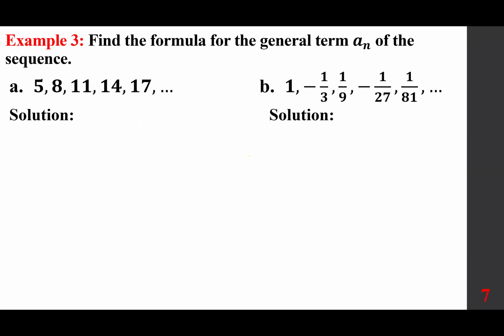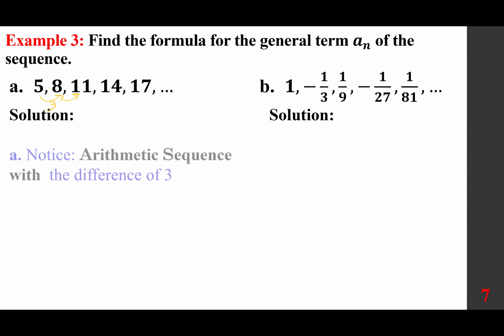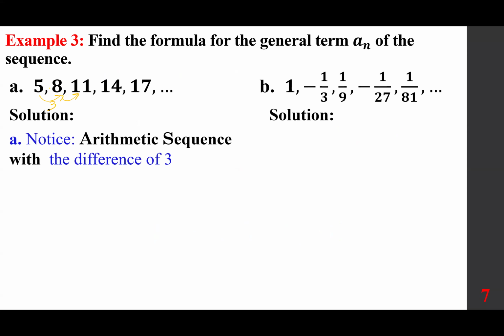Find the formulas for the general term A sub n of the sequence, and sometimes it's difficult to find it. It's easy to figure out what happens in this case. From 5 to 8 to 11, you're simply adding number 3, so you have an arithmetic sequence with the D, or difference, of 3.